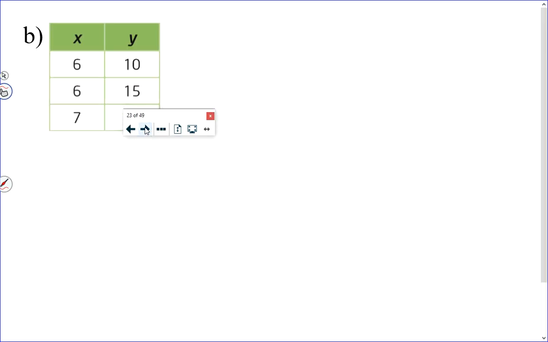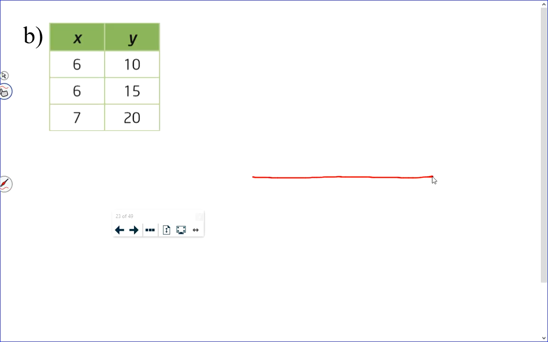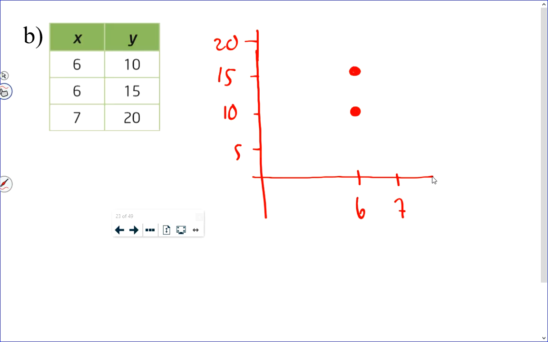Let's look at B. When I put in 6, I get 10. And when I put in 6, I also get 15. And we don't need a graph to understand this, but I'm going to put this in anyway. So we'll say this is 5, this is 10, this is 15, this is 20, and we'll say 6 is over here and 7 is over here. So when I put 6 in, I get 10. When I put 6 in, I get 15. And when I put 7 in, I get 20.